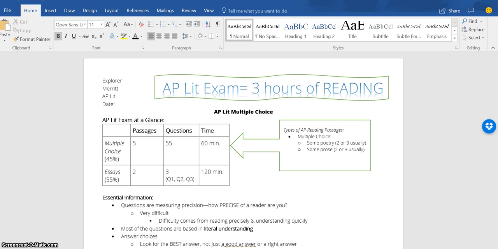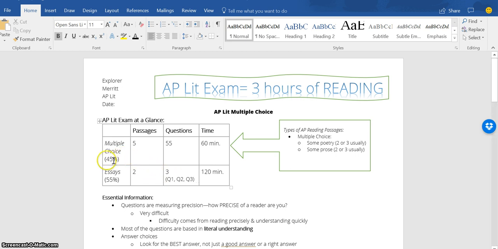We've got 1 hour for multiple choice, followed by 2 hours of essays. We've been working a lot on essays in class. As you know, there are 3 essays that you are going to be writing in 2 hours. Q1 is our poetry analysis. Q2 is the prose analysis, which we've been practicing a lot lately. And then Q3 is the novel analysis question, which you'll be learning during our Gatsby unit, so very soon. But today we're talking all about multiple choice.